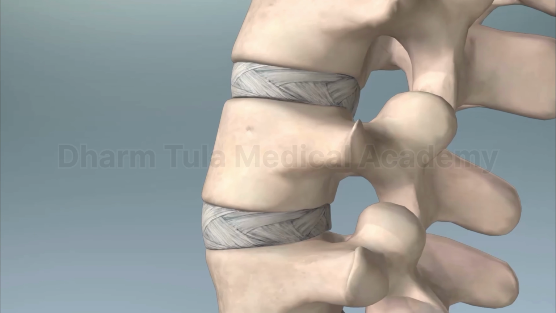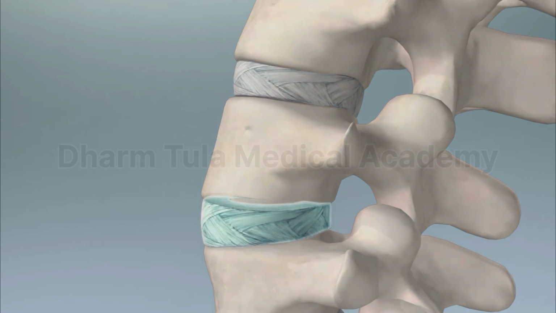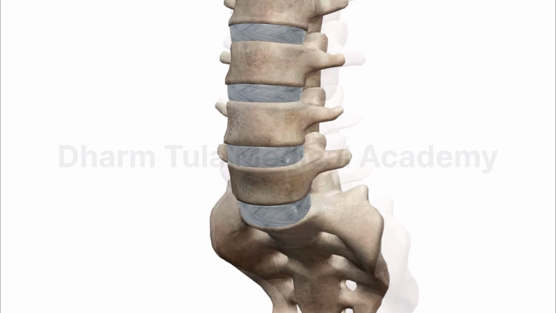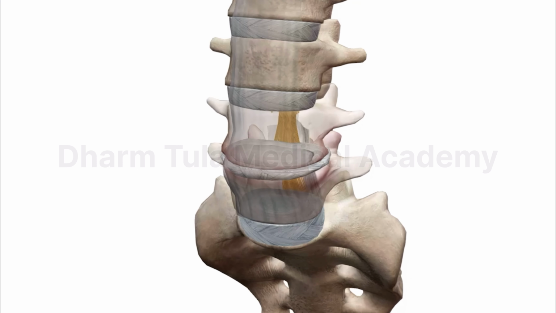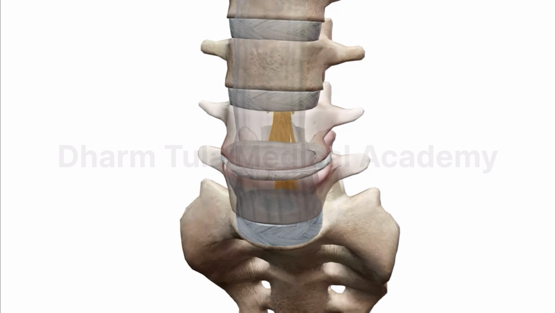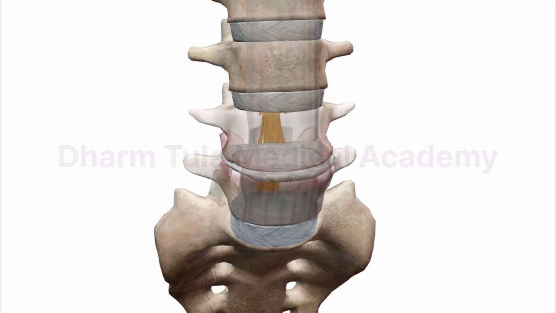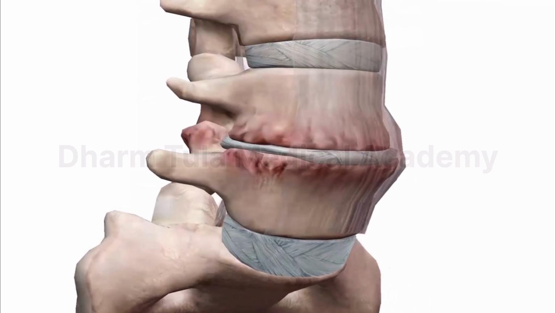As the individual ages, their discs naturally change from tall and plump structures with high water content to stiff and dehydrated flatter cushions, a process which is hastened by previous disc injuries. It has been hypothesized that further signs of spinal degeneration are a result of the loss of disc height.